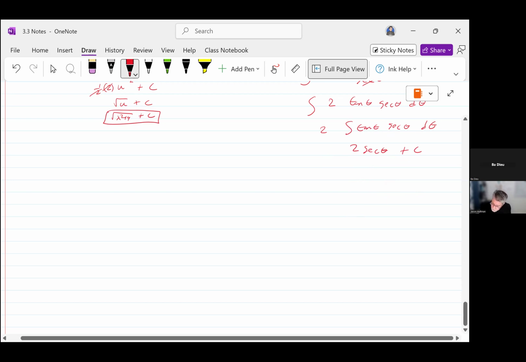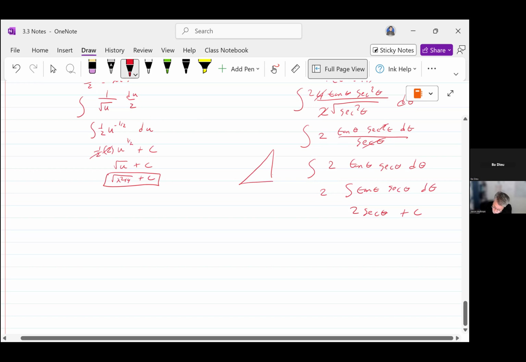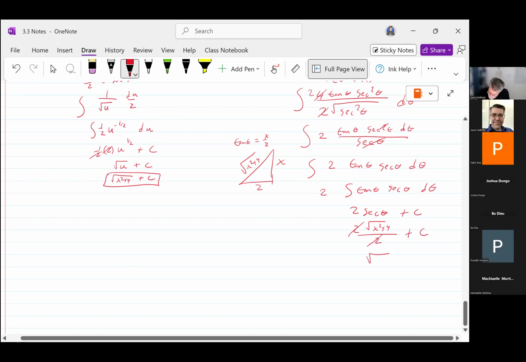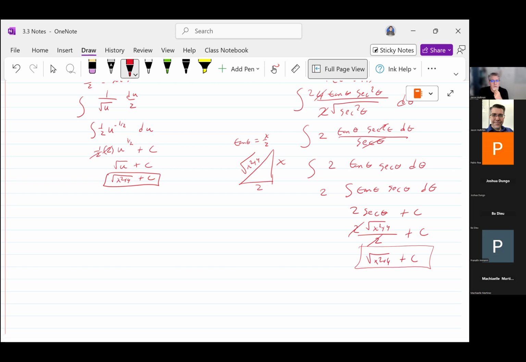But what is secant theta? So if we look at our original triangle, we had tangent theta equaling x over 2, right? So that's going to be this guy, that's going to be this guy, and then this guy is going to be the square root of x squared plus 4, right? So what's secant? Secant is hypotenuse over adjacent side. So this is going to be 2 times the square root of x squared plus 4 all over 2 plus c. The 2's cancel, and I am left with the same thing here, the square root of x squared plus 4. So that was a quicker one. Yay! Thank you for that help.